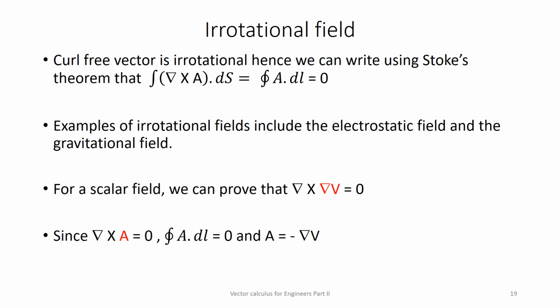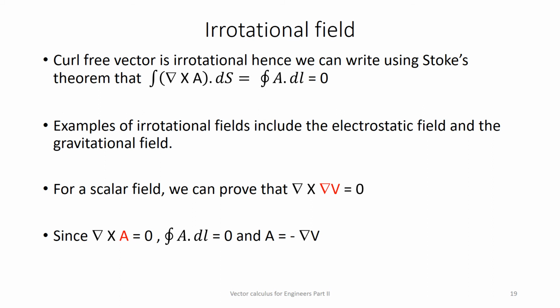Now about the irrotational field. Irrotational means the field which is not rotational, or where a curl free vector exists. Curl free means the curl of a vector function is equal to 0. If I write Stokes theorem, the mathematical statement is the integration of curl of A dot ds is equal to the line integral of A dot dl. That is equal to 0 when a curl free vector exists. Examples of irrotational fields include the electrostatic field and the gravitational field, where a potential exists.